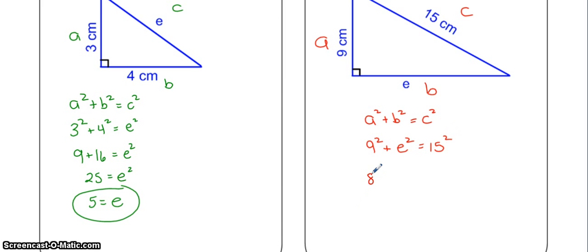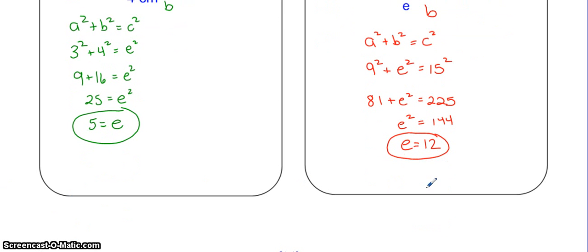9 squared is 81. 15 squared is 225. And if you subtract 81 from both sides, you get 144. And then when you take the square root, that will equal 12. Sometimes when you take the square root, you'll get a decimal, so you may have to round to 1 decimal place, so just keep that in mind.